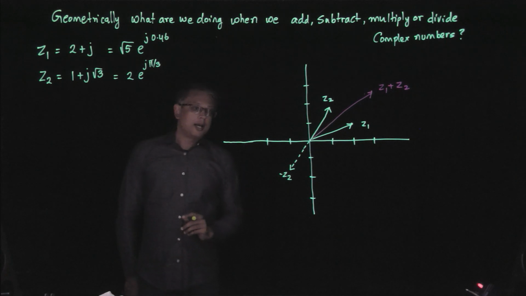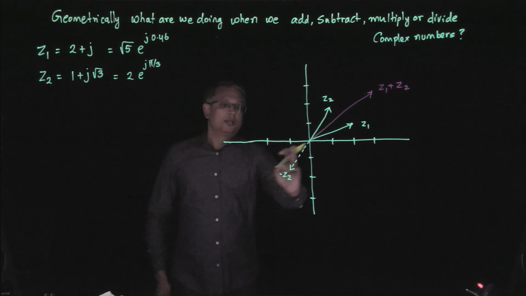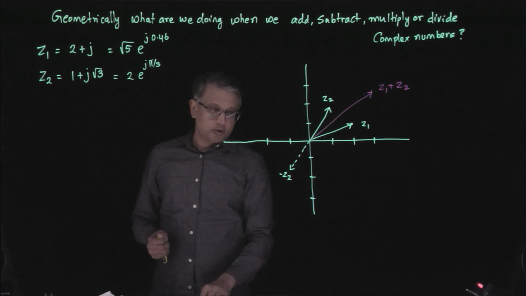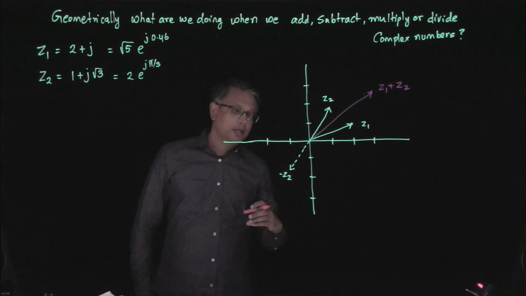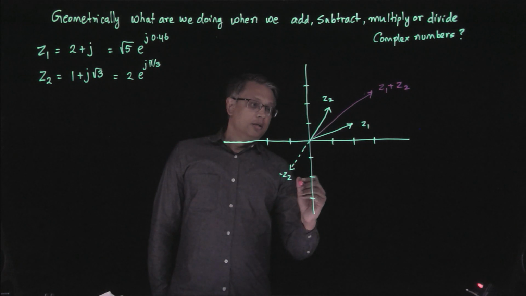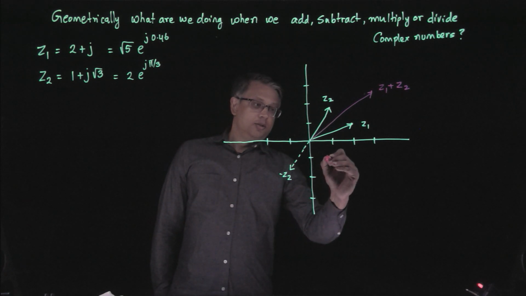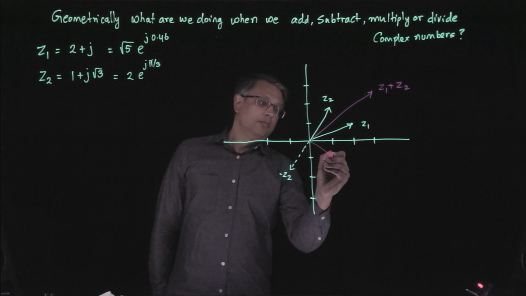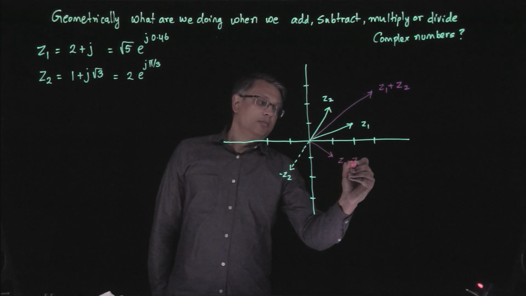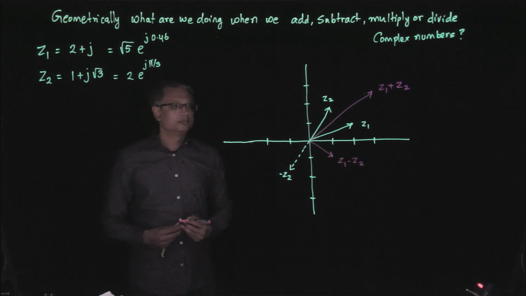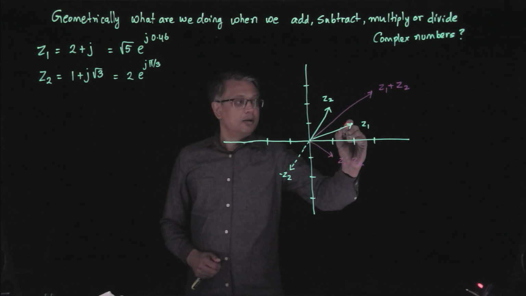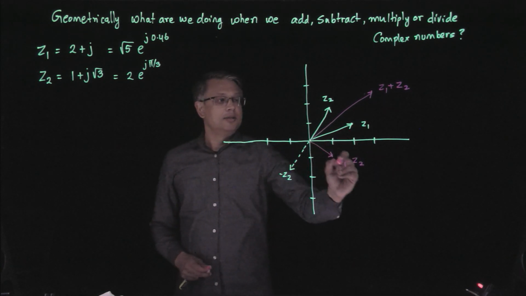And if we were to add z1 and negative z2, the result would lie somewhere in the 4th quadrant. So that's going to lie somewhere here. And you can see we can complete this parallelogram, and then you will see that that's indeed z1 minus z2.